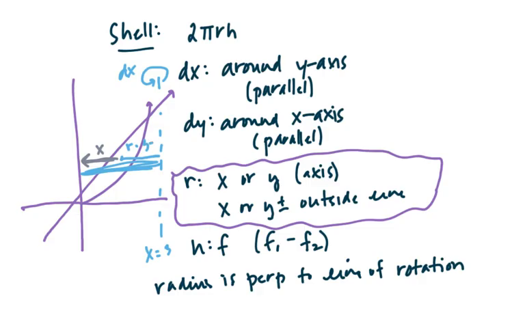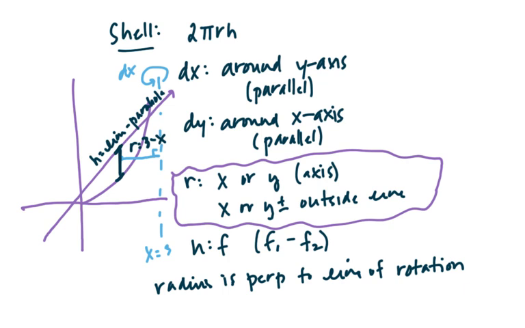But remember that our radius is supposed to be perpendicular and touching our line of rotation. So in this case, our radius is 3 minus x. Now the height's not too difficult to see. Here you can see that the height is the line minus the parabola. So the height in this case would be the line minus the parabola in terms of x.